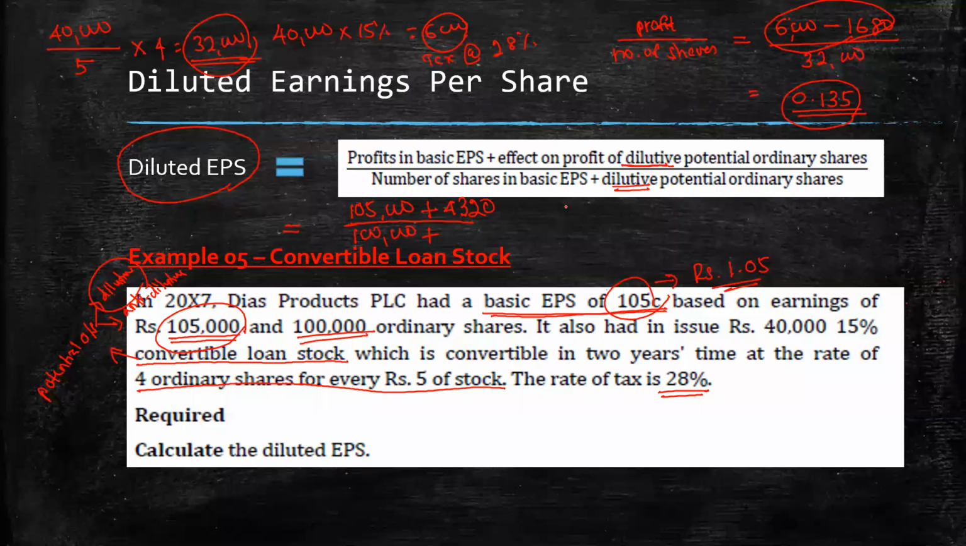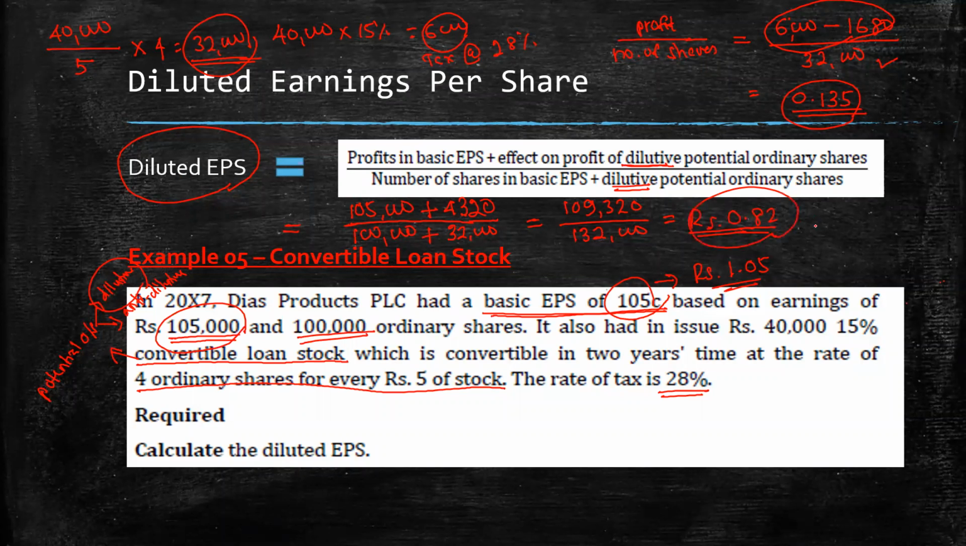Therefore, what should be the diluted earnings per share value? 109,320, we need to divide it by 132,000. What must this answer definitely be? It must be a figure less than the basic EPS of 7,105. 109,320 over 132,000 is 0.82 rupees. So this is the answer.